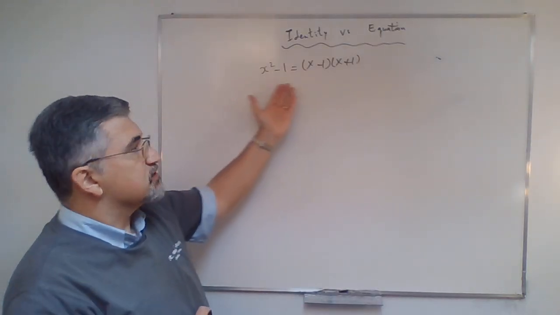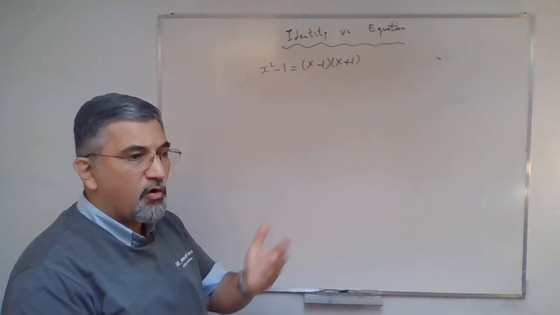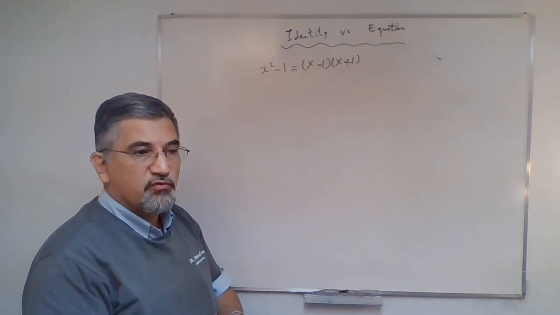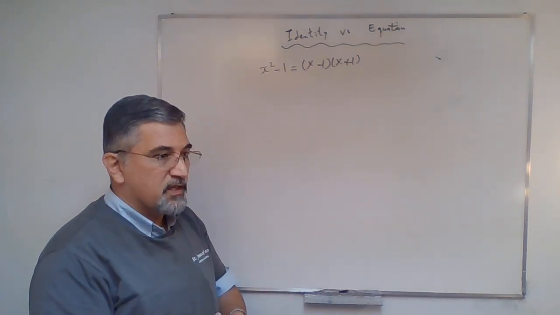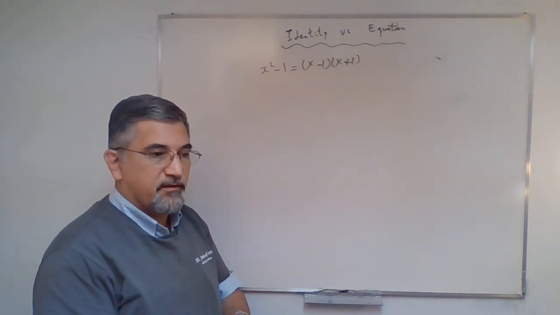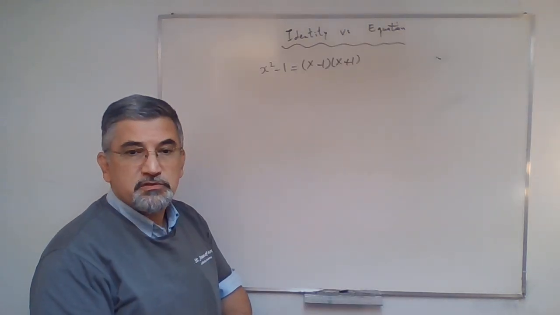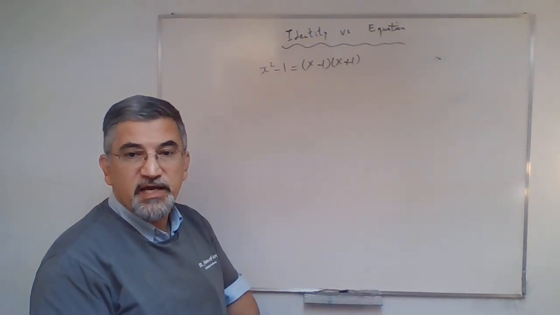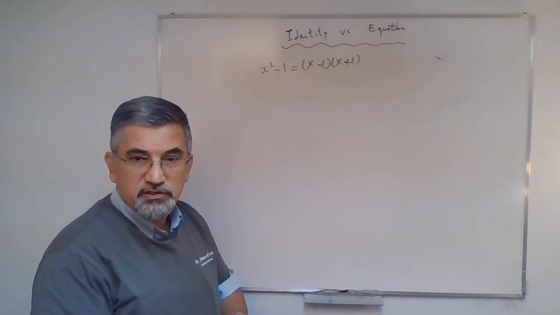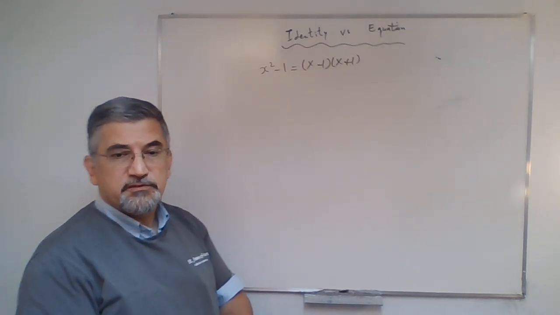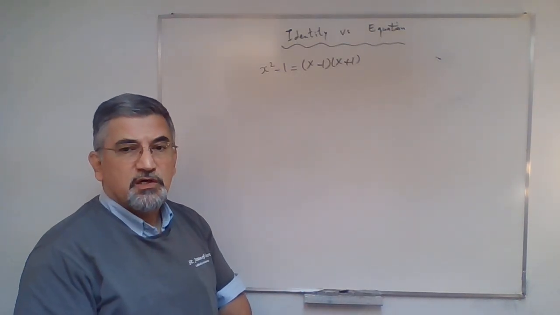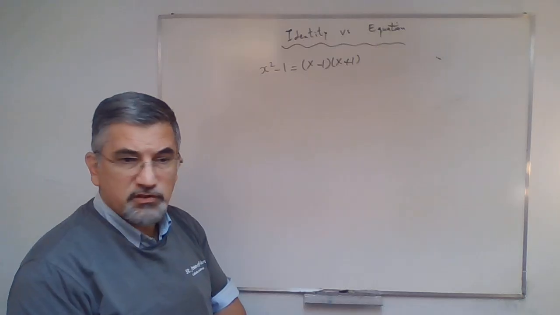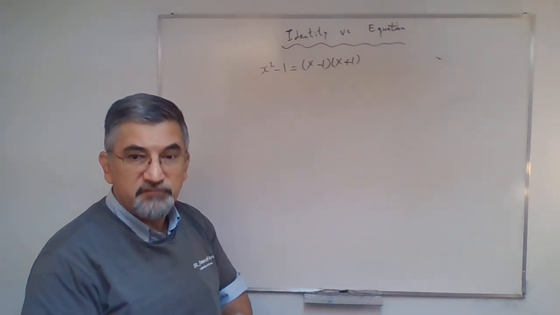So you see that this is an equation that is always valid, always true for any value of the variable. There are infinitely many values for x that would satisfy this equation. So such mathematical statements are called identities. They're always true for all values of the variable.